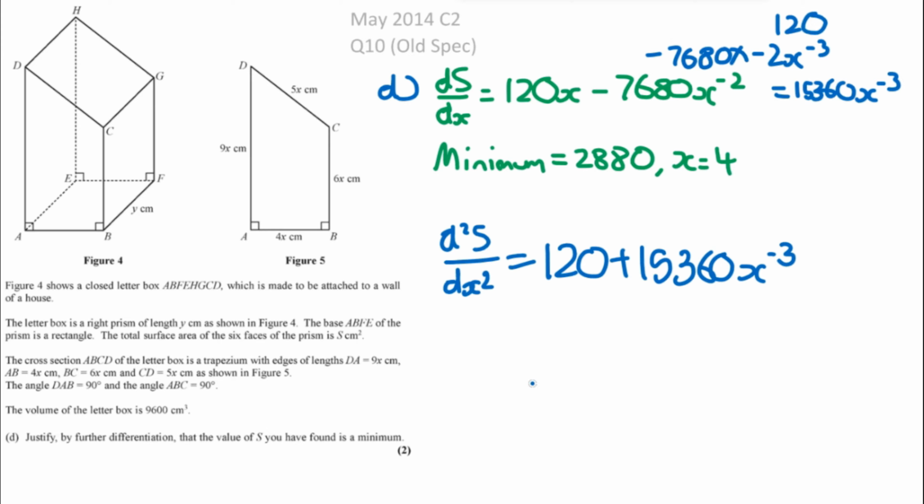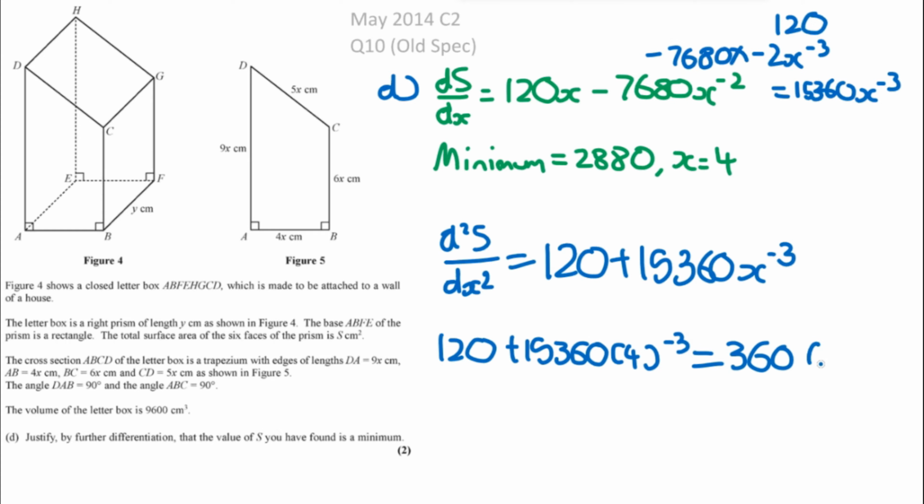And then we sub in x to the 4, so 120 plus 15360 times 4 to the power of minus 3, and if you put this into a calculator, this is equal to 360, which is a positive number, so therefore as it's positive it's a minimum. It's not a maximum or a point of inflection as the second order derivative is bigger than 0. So that's the final answer.